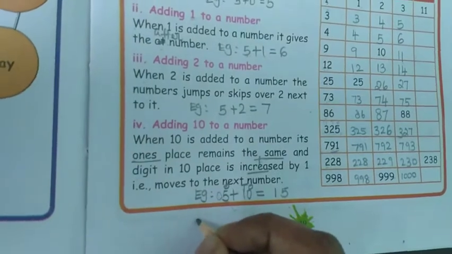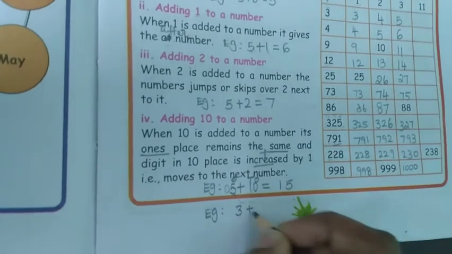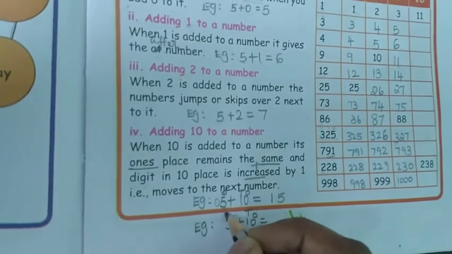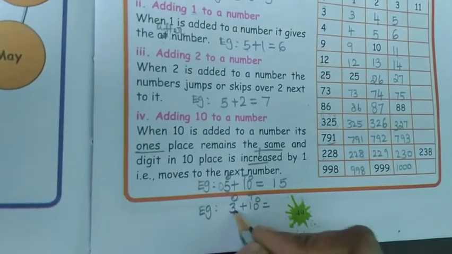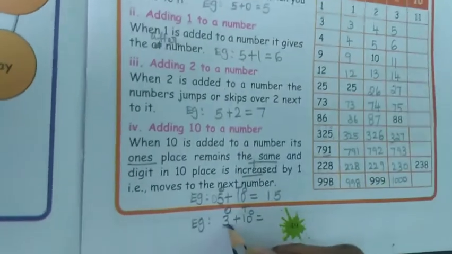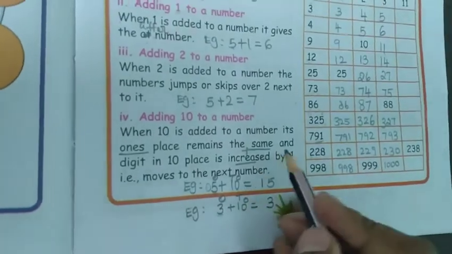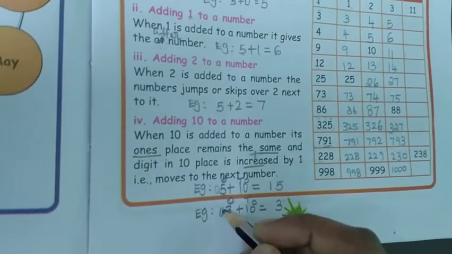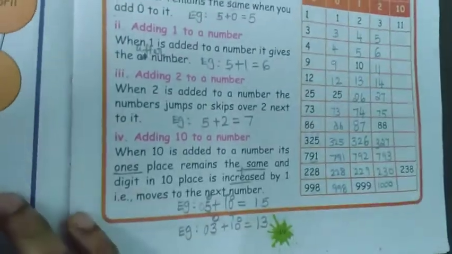Understood? I am giving another example. For example, I am putting 3. 3 plus 10. Now what is the answer? First put ones and tens. Here having only one number, so ones. Ones place is the same, so what is the ones number? You only want to look at this number. Ones place is 3, so put the 3 same. And the tens place is increased by 1. Here there is no tens place, so consider 0 here. So 0 plus 1 is 1. So 13 is the answer.